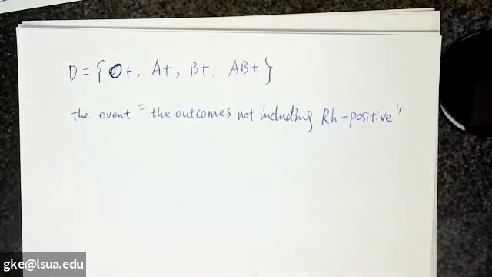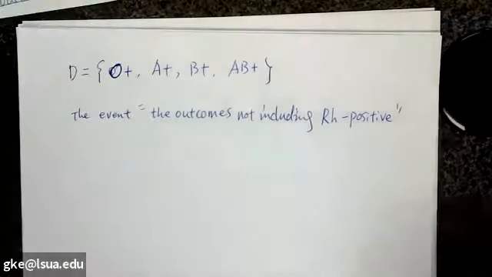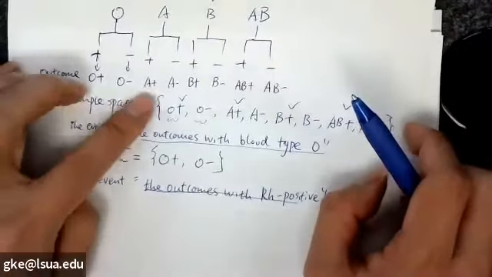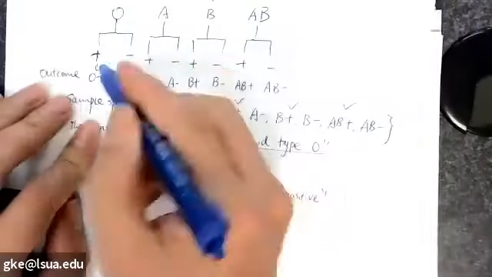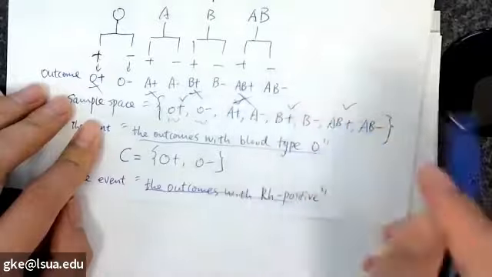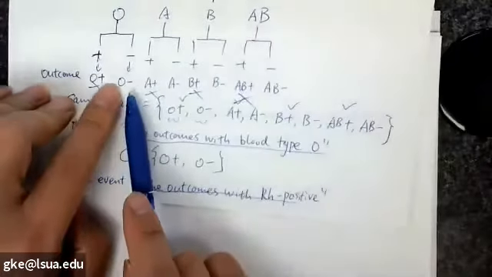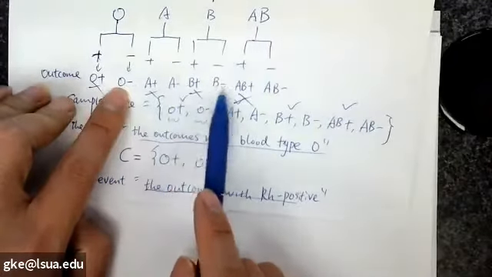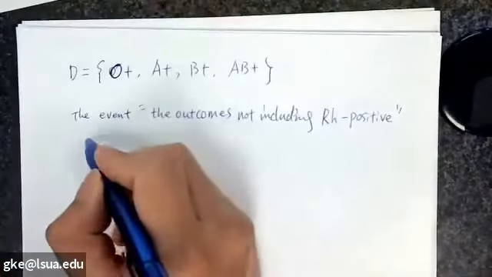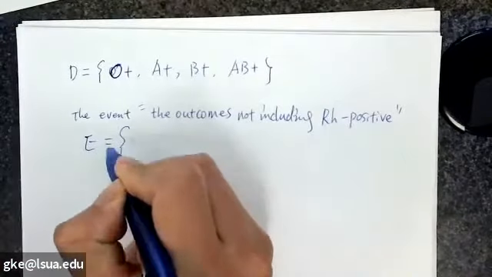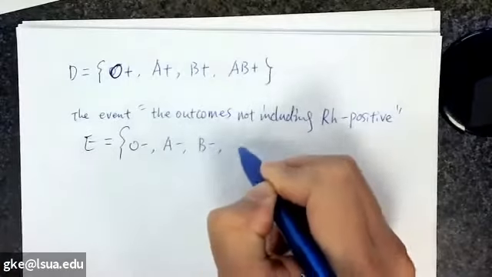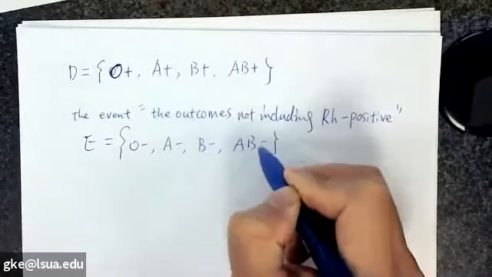Do you get it? It's very simple, right? Now let's take a look. Not including RH positive, that means we have no positive. So the left is going to be O minus, A minus, B minus, AB minus, right? That's it. Let's write it down. O minus, A minus, B minus, AB minus.